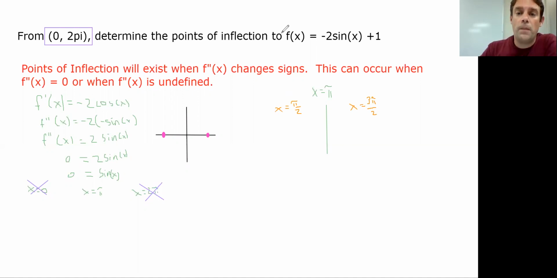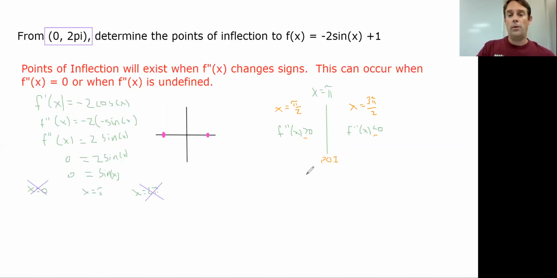Just like that. If I plug in pi over 2, sine of pi over 2 is 1 times 2 is 2. That's a positive number, friends. I have a second derivative that is greater than 0. I plug 3 pi over 2 in. Sine of 3 pi over 2 is negative 1 times 2 would be negative 2. I have a second derivative that's less than 0. They do change signs, therefore I do have a point of inflection.